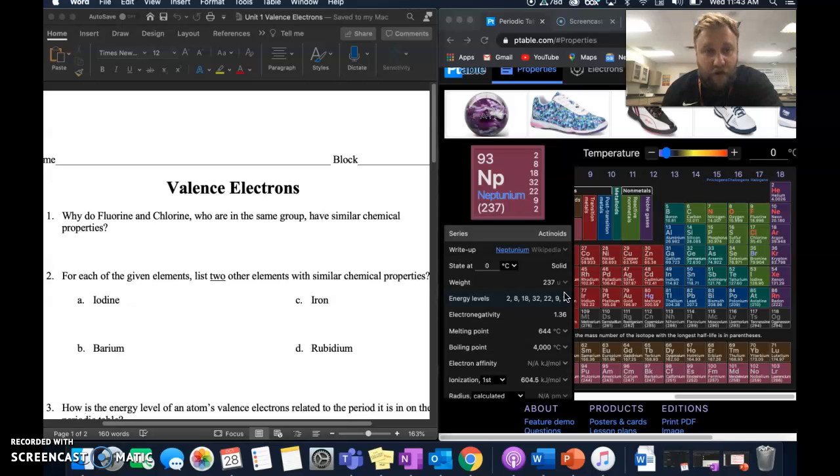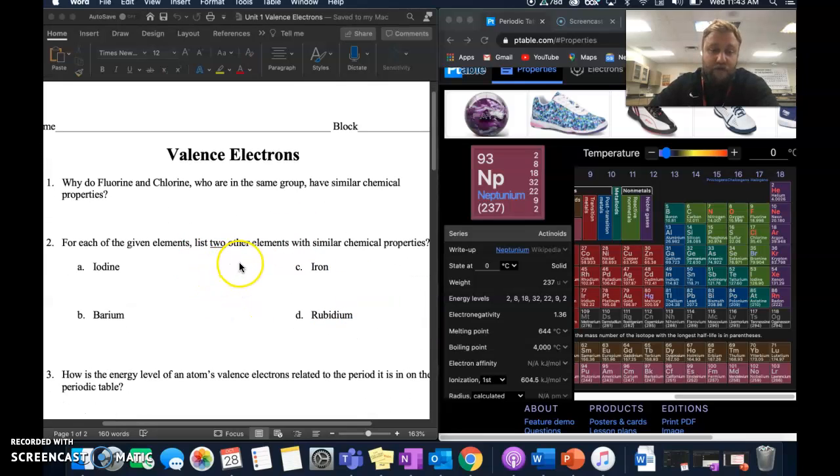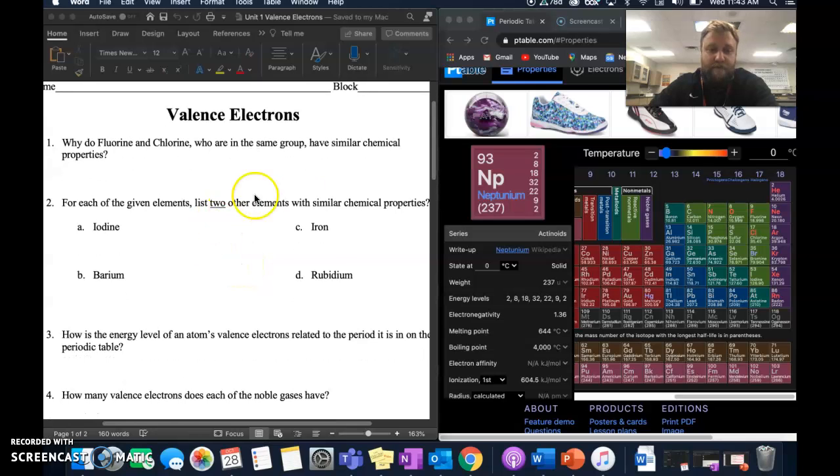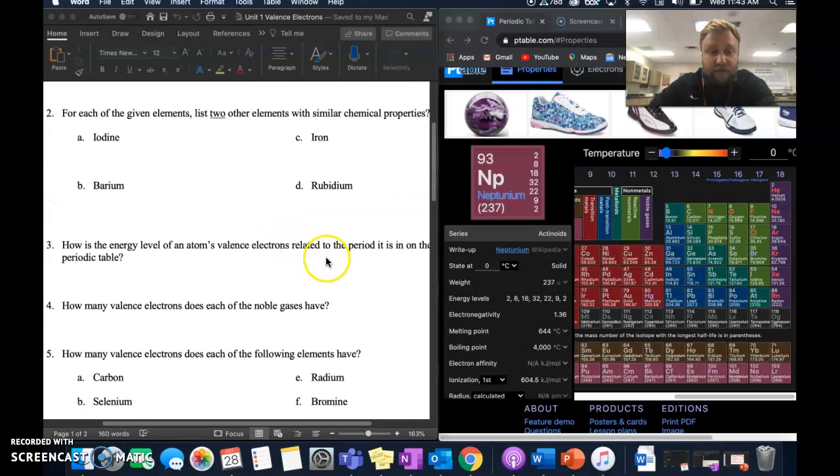So I'm just going to briefly go over some things, maybe do a couple examples of problems that generally people miss throughout the years. So let's get into that. So number one, why do fluorine and chlorine, who are in the same group, have similar properties? Remember, everything goes back to valence electrons from here on out. So that's going to be it. For number two, make sure to list those two elements that are there. Remember, if you're going to have similar properties, you're going to be in the same group.